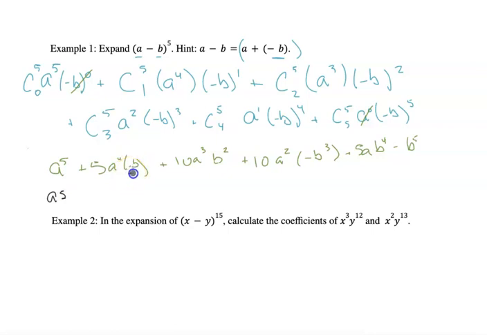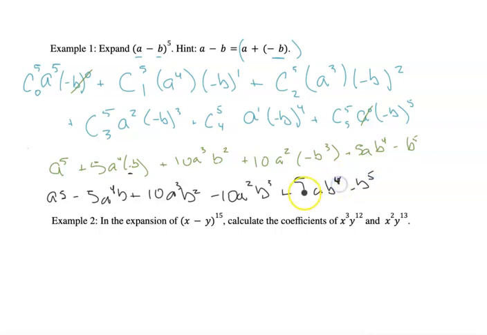Make sure you pull out your negatives. So I have minus 5 A to the 4th B plus 10A cubed B squared minus 10A squared B cubed plus 5AB to the 4th minus B to the 5th. And I have successfully expanded my binomial without having to FOIL out anything.